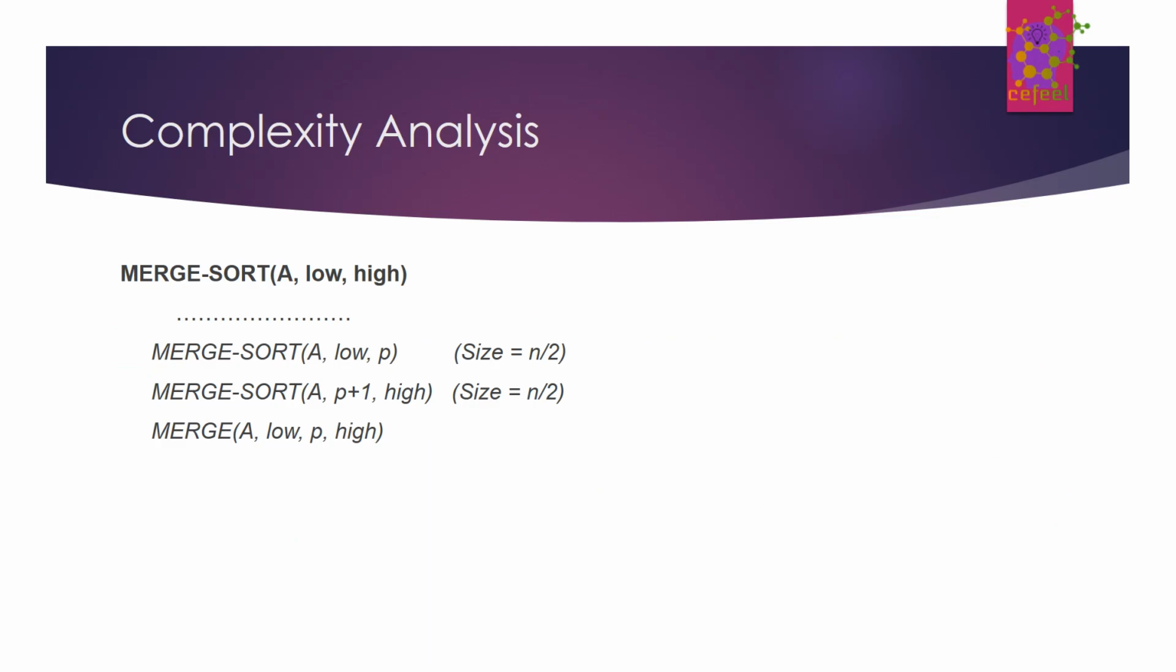The original merge sort algorithm is a recursive algorithm. The first part of merge sort just divides the array into 2 parts, and calls merge sort with n by 2 size, and the next one is also n by 2 size. This is approximate, sometimes it may be odd and even, but it just makes a call to the same algorithm after halving the size of the array. And finally it calls the merge.